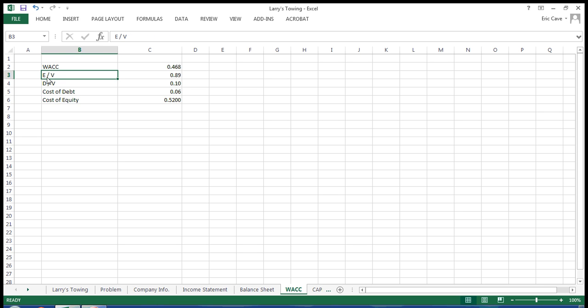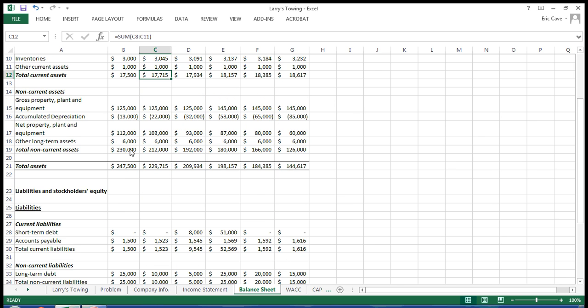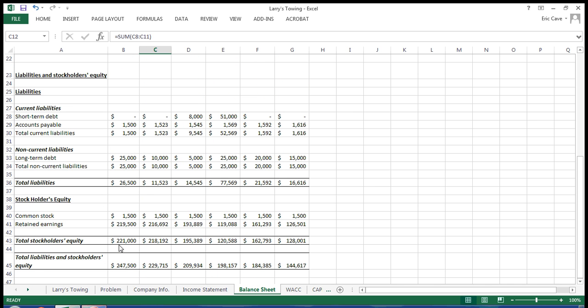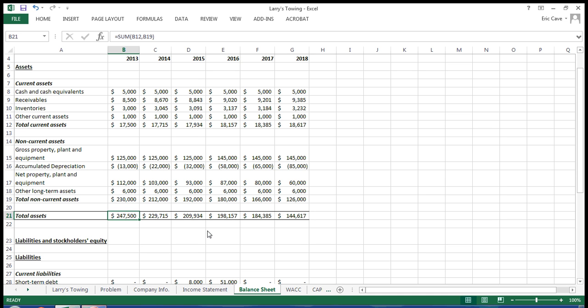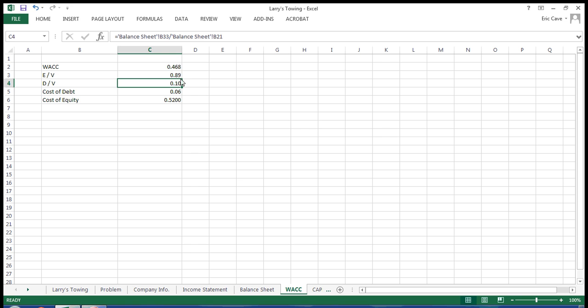So to calculate the equity total in our capital structure for the firm, you take the total shareholders' equity over the value of the firm, which is total assets. So on here, we go to the balance sheet. You can reference this formula here. You're going to take total shareholders' equity, which is 221,000, over total assets, which is 247,500. That will give you a total of 89%.